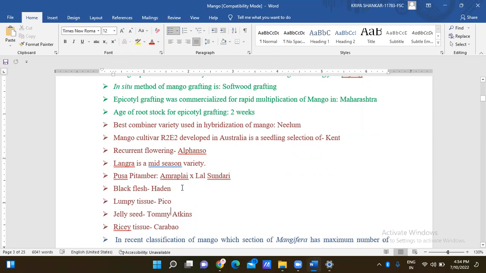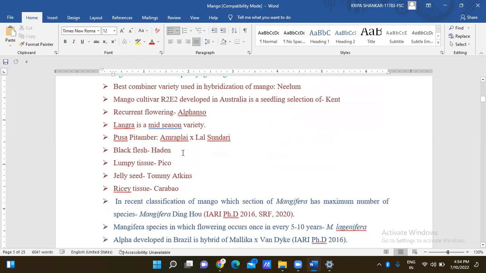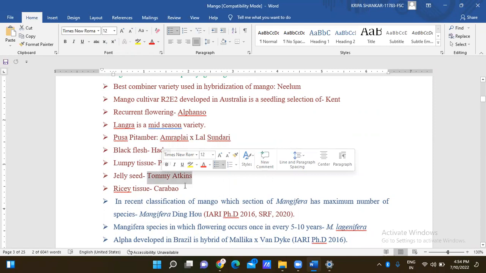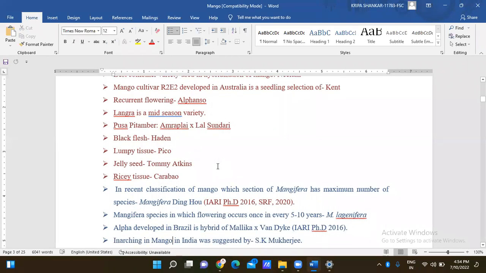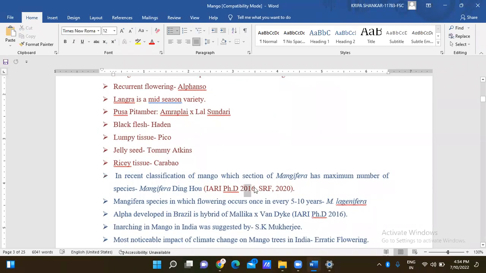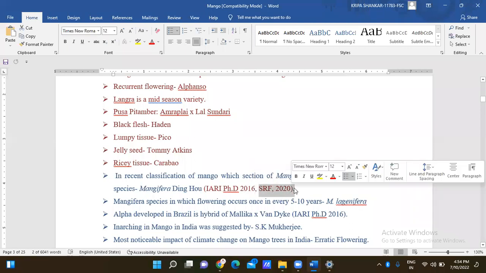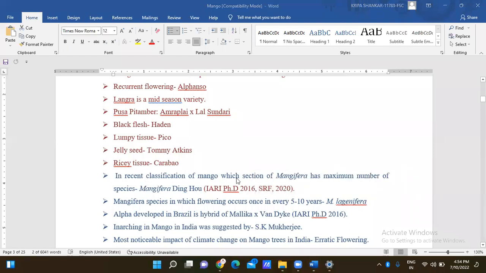Then black flesh is a character of which variety? That is Hadden. Lumpy tissue is mostly found in the Pico variety. Jelly seed highly susceptible variety is Tommy Atkins. And resin tissue highly susceptible variety is Carabao. Another question, they asked in IARI PhD 2016 as well as in SRF 2020. In the recent classification of mango, which section of Mangifera has the maximum number of species? That is Mangifera Dinghao. You should remember this. During our time also this question was there in the exam.